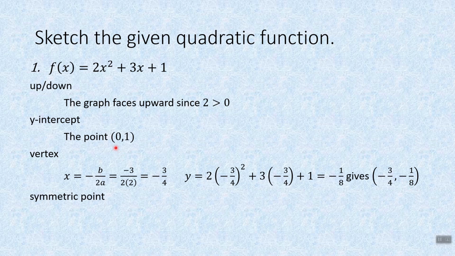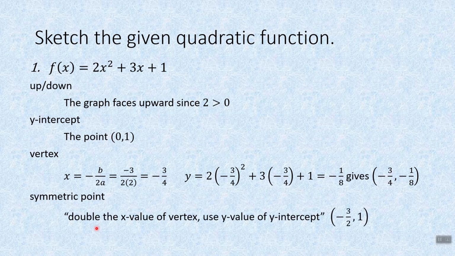So we have a point (0, 1) that has a height of 1. This point is negative 3/4, or 3/4 of a unit to the left of the y-intercept. So our symmetric point is going to go further left. It's going to double the x value of the vertex. So if we double negative 3/4, we'll have a negative 3/2, and we'll use the y value of the y-intercept.